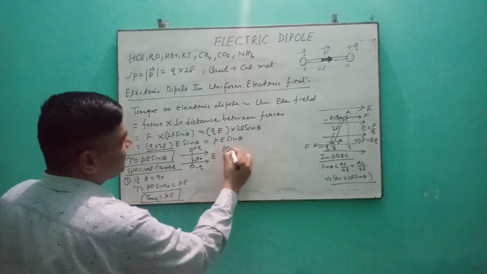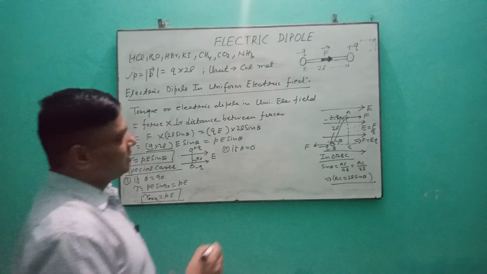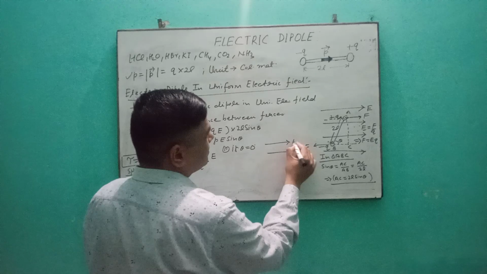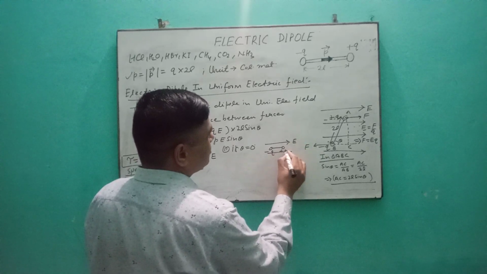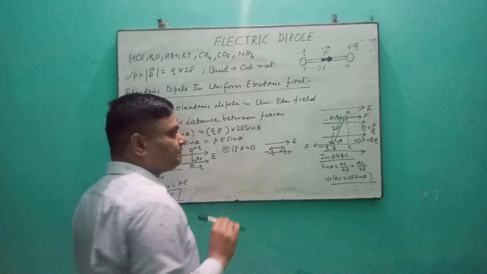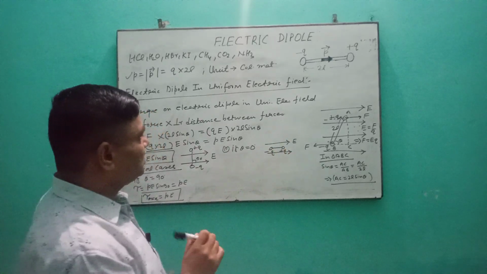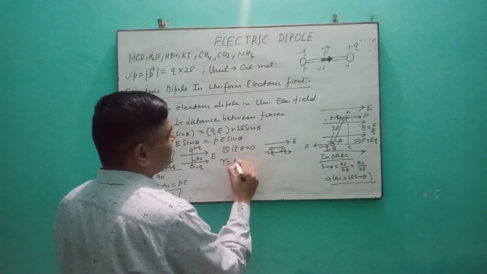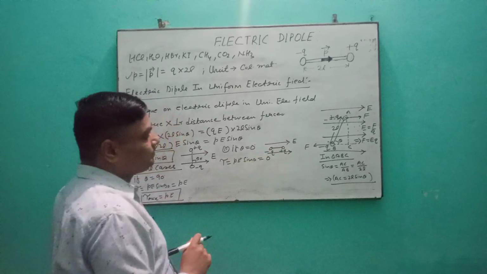Second special case: if theta is equal to 0 degrees, this is our electric field and this is our electric dipole. It has a negative charge and a positive charge. This electric dipole is placed parallel to electric field E and the angle between them is 0. Then torque on this dipole is P into E into sine 0, and it will be 0 because sine 0 is 0.